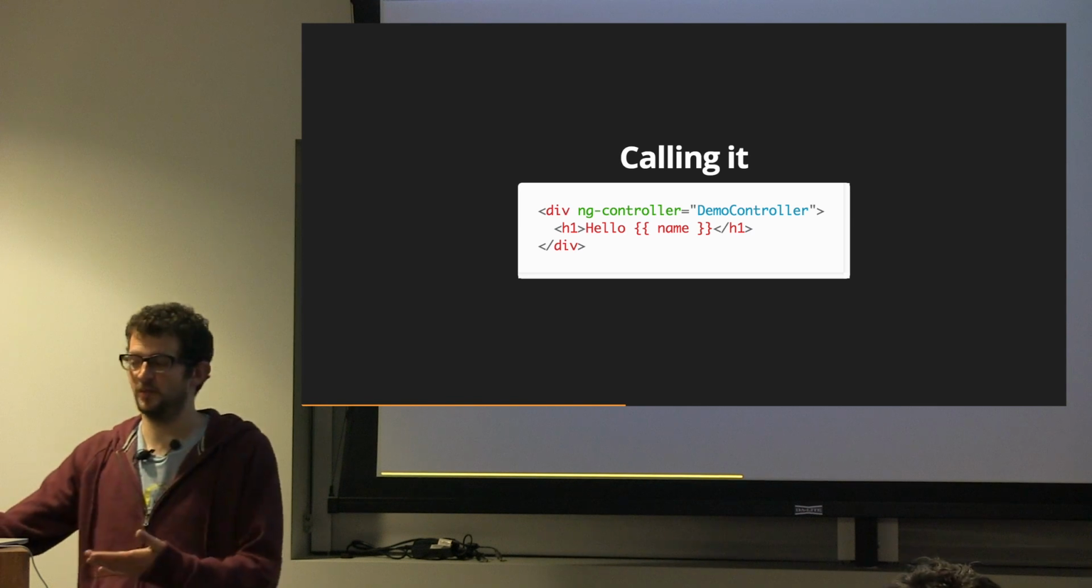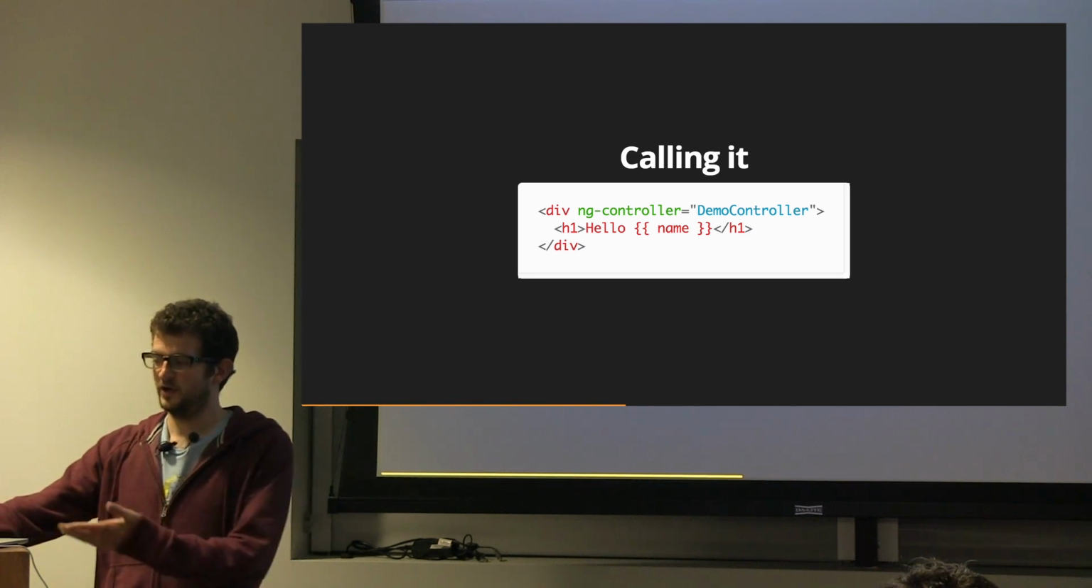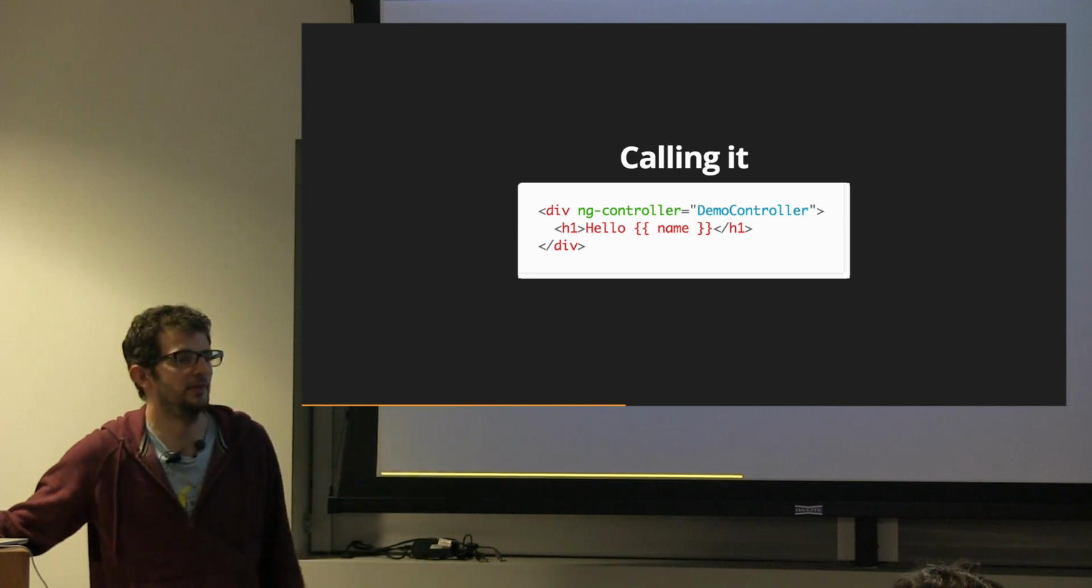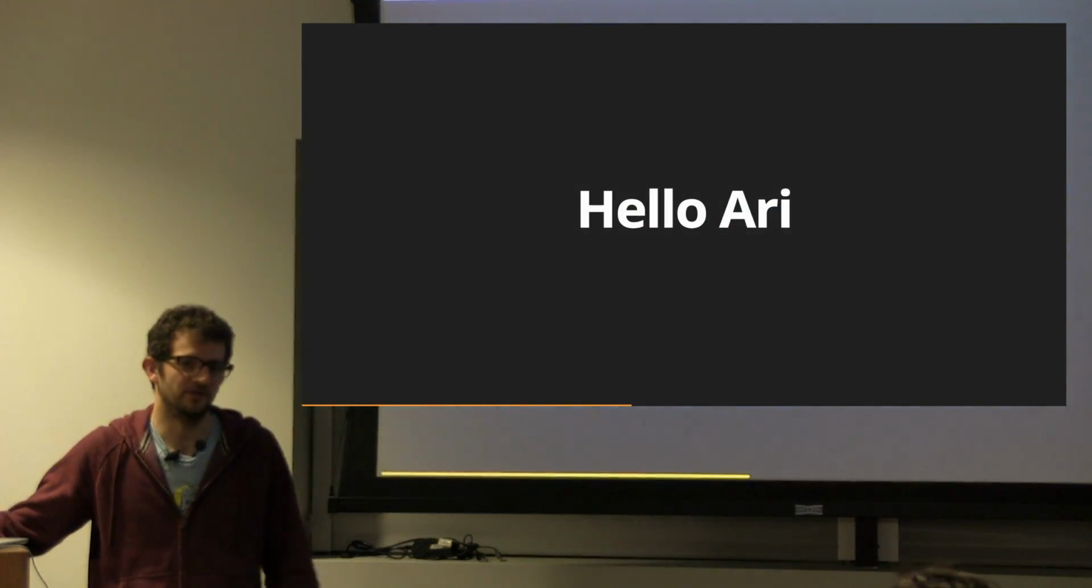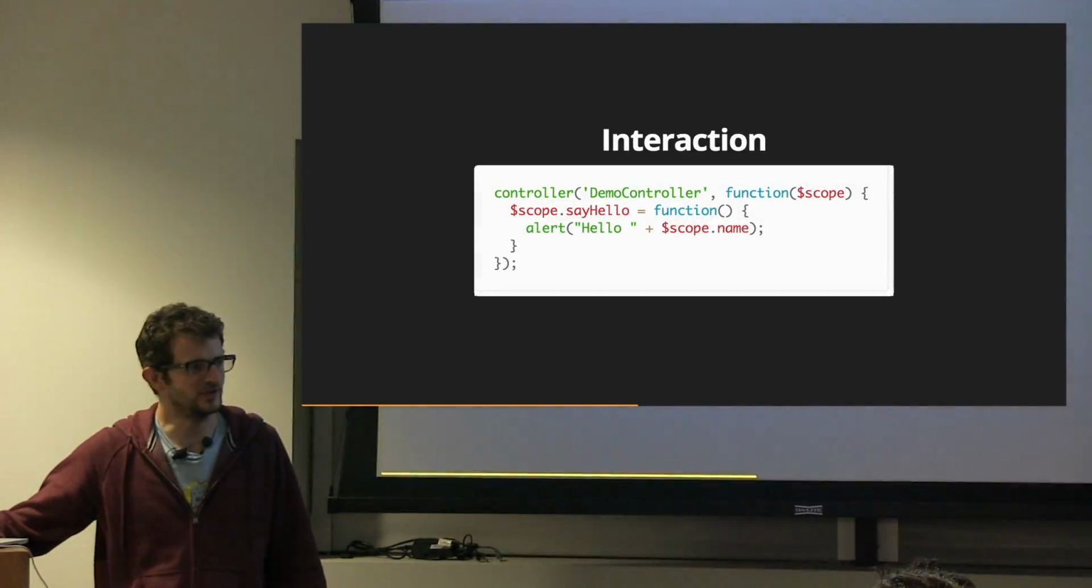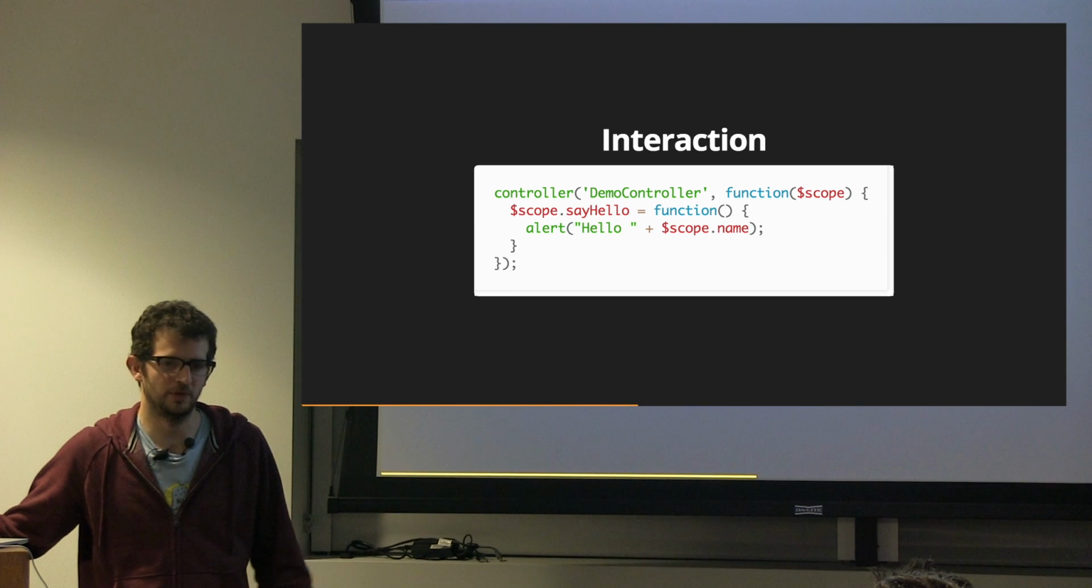So you can see here when we apply that to the page, we have an h1 tag that will resolve to whatever is inside that name. In this case, it's Ari because that's my name. Right. We can also add functions to scopes. Like I said, it's just a plain old JavaScript object.